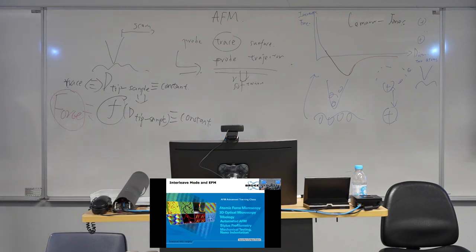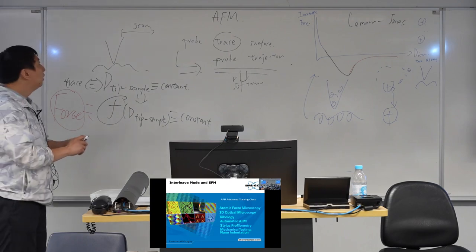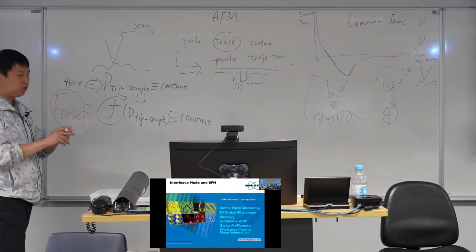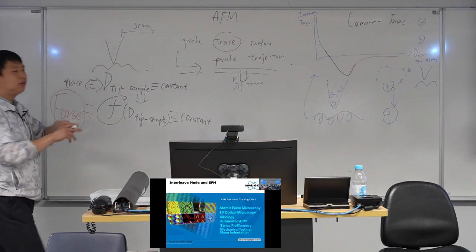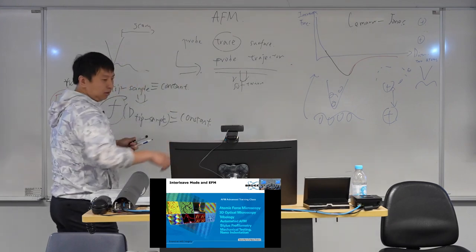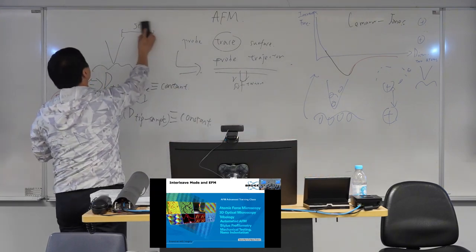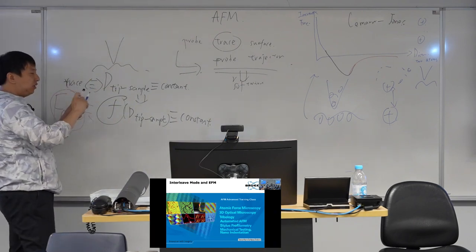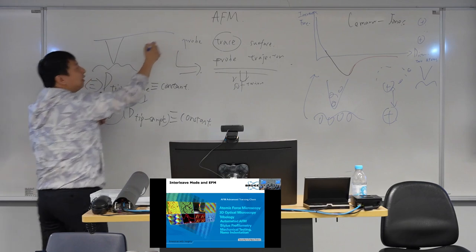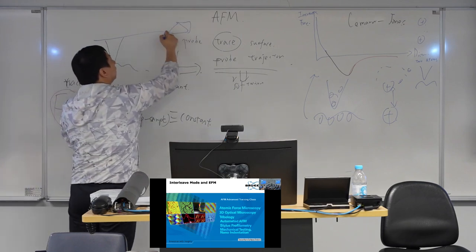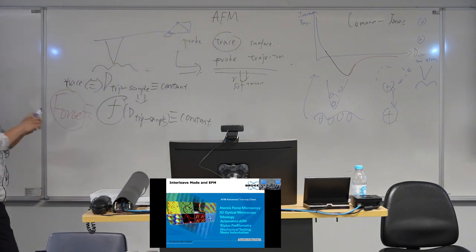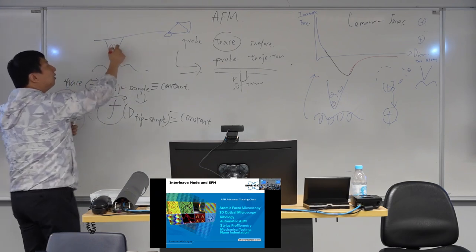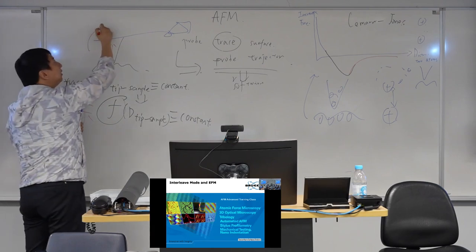Okay, that's the concept of our AFM. So what we do next is we need to measure the force. How can we measure the force? We make this tip. We attach the tip to a what? To a cantilever. If the tip senses a force from the sample, it will bend this cantilever.